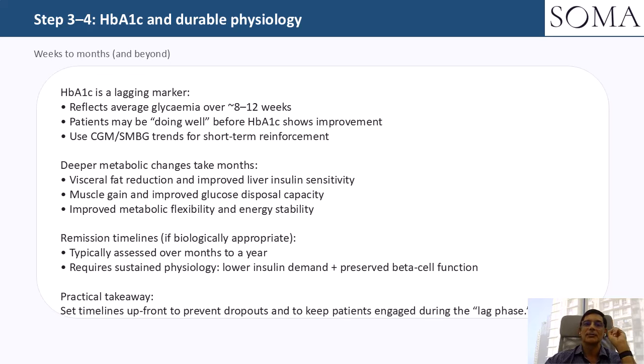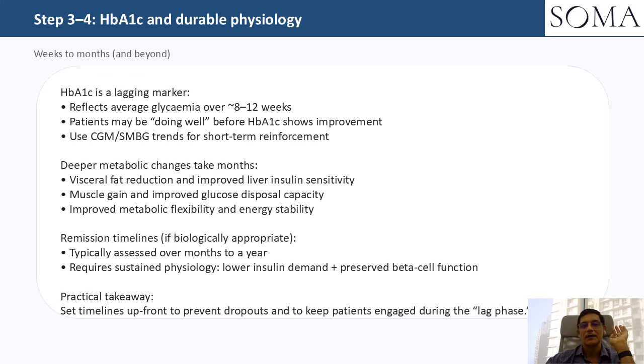HbA1c is a backward-looking marker. It reflects the average glycemia over approximately the previous 8 to 12 weeks. So if a patient changes today, the HbA1c will not instantly reward them. That is why we use short-term feedback like CGM patterns or SMBG trends, so patients stay engaged while HbA1c lags behind.